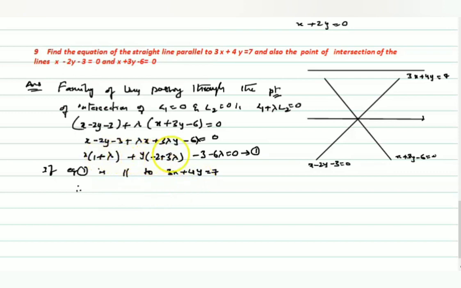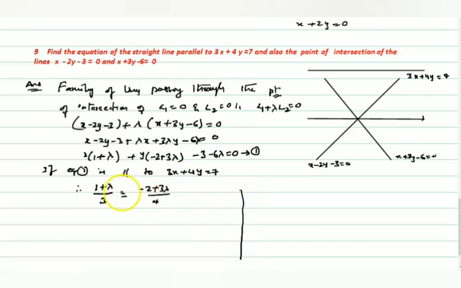If A1x plus B1y plus C1 is equal to 0, and A2x plus B2y plus C2 is equal to 0 are said to be parallel, then A1 by A2 is equal to B1 by B2, where A1 is 1 plus lambda, A2 is 3, B1 is minus 2 plus 3 lambda, and B2 is 4. This is the parallel condition.